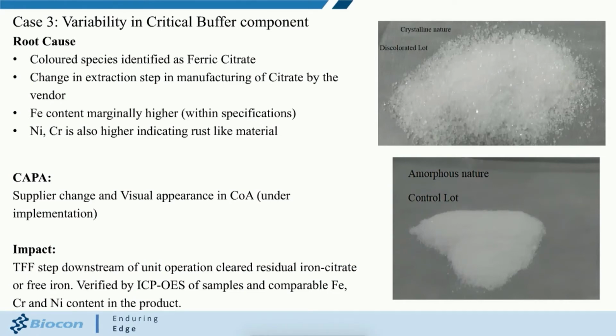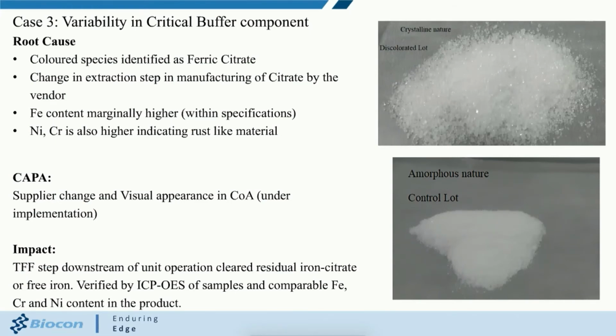But there is no testing in QC to differentiate whether this specific salt has to be powder or crystalline, so they don't have any segregation. Therefore, this lot has been used and released into the manufacturing process. What we have done is communicate to the supplier as well as internal QC to include a visual appearance test in the COA. Moving forward, whatever lot comes to us has to be amorphous. It cannot be crystalline. Crystalline means there is some issue in the extraction step of the manufacturing process.